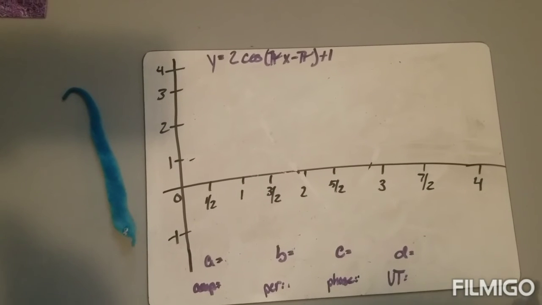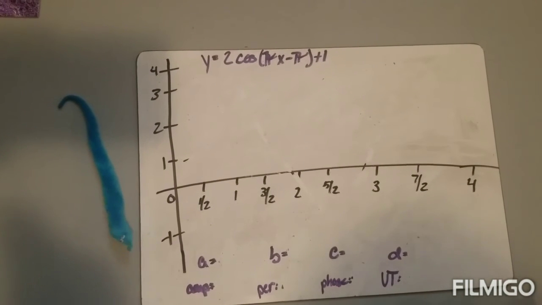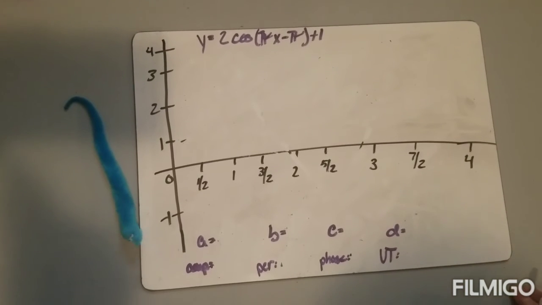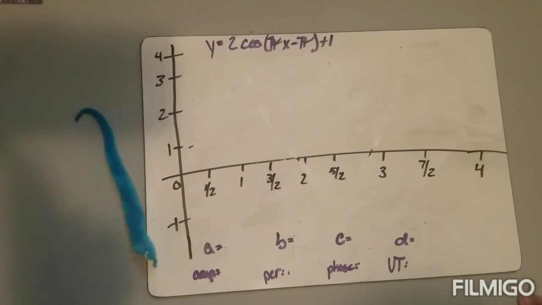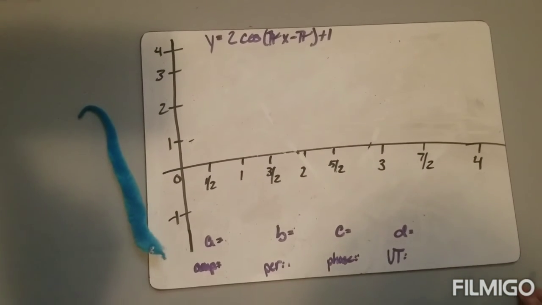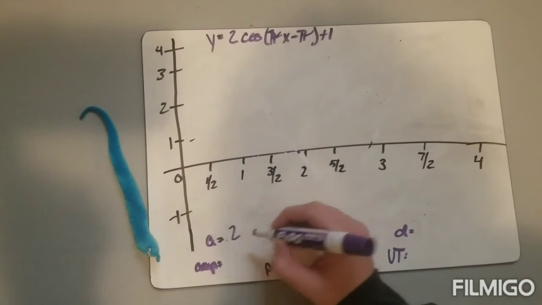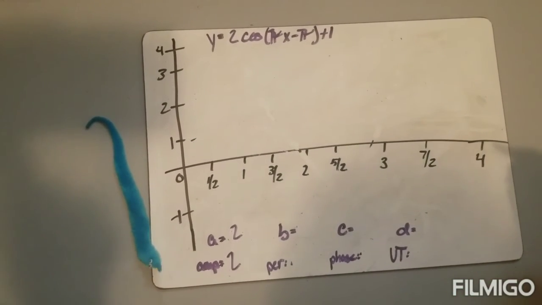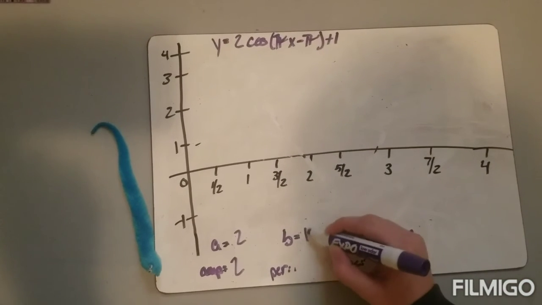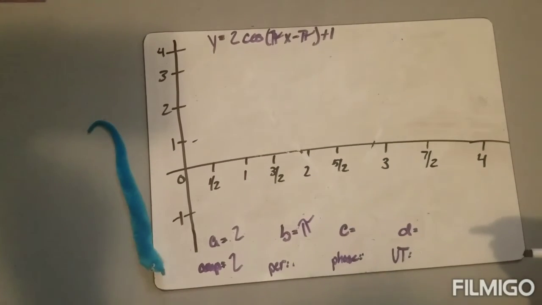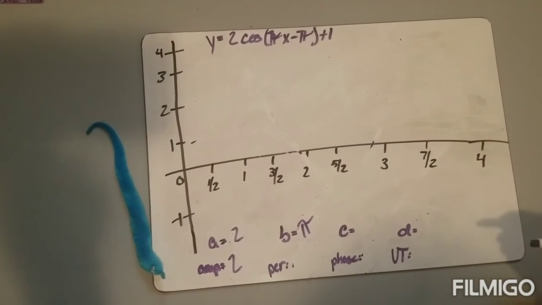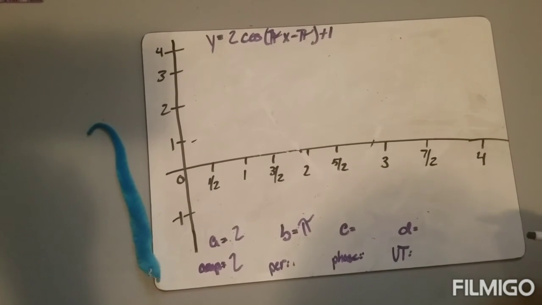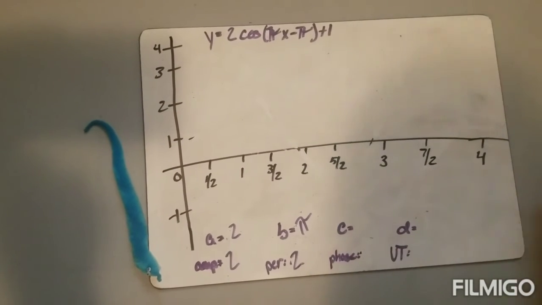Alright, let's take a look at how to graph a cosine curve. First, what you need to do is identify your A, B, C, and D values. If we look at the equation, we can see that our A value is 2. This means that we are going to have an amplitude of 2. We can see that our B value is pi. To find the period, you take 2 pi divided by your B value, or pi, which means that we are going to end up with a period of 2.